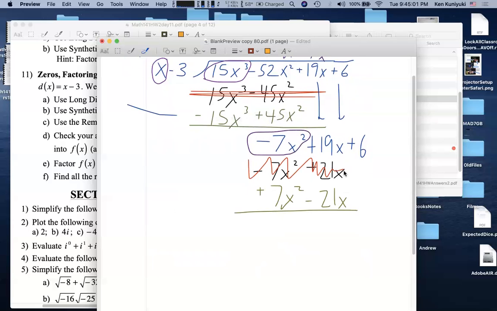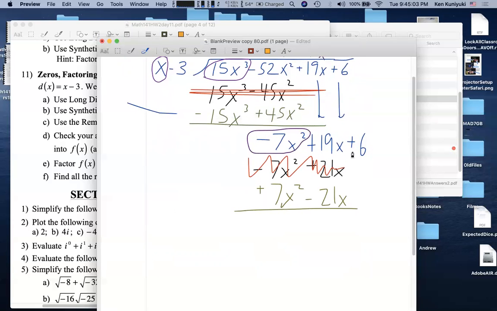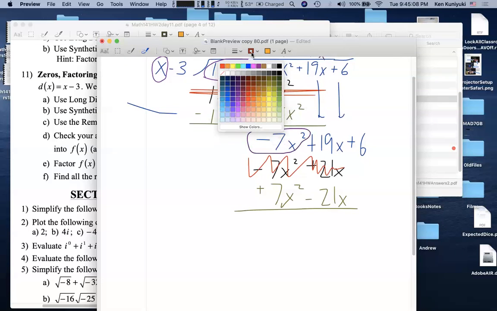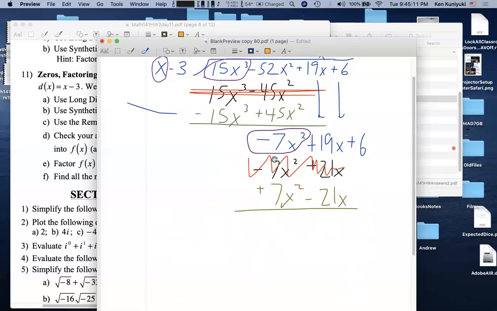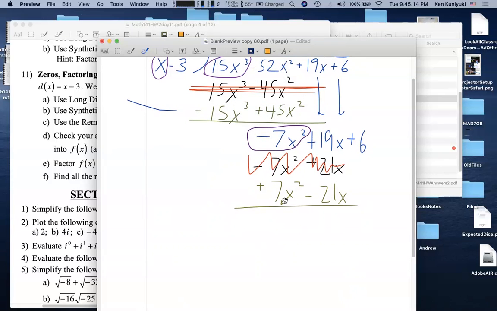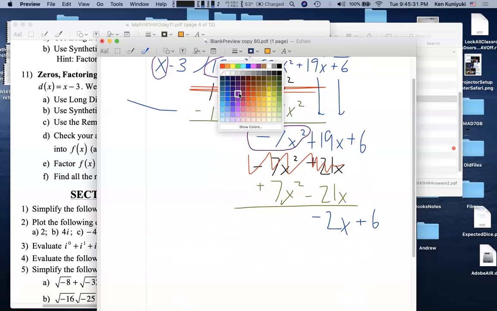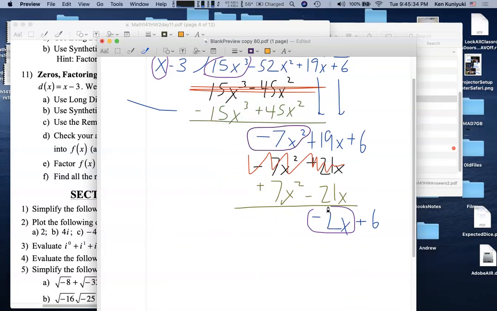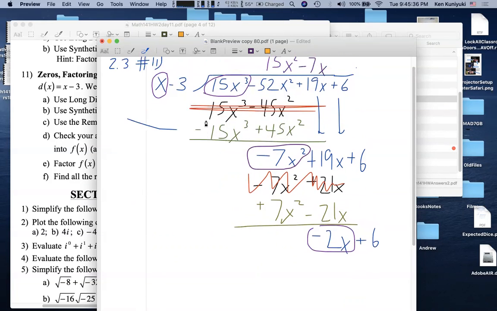All right. Now we combine like terms. We're adding, right? To subtract, we add the opposite. Here's the opposite. Negative 7x squared and 7x squared, bye-bye. 19x minus 21x, that's a negative 2x plus 6. All right. Oh, and here, I guess we get pretty lucky because negative 2x divided by x, yeah, negative 2.